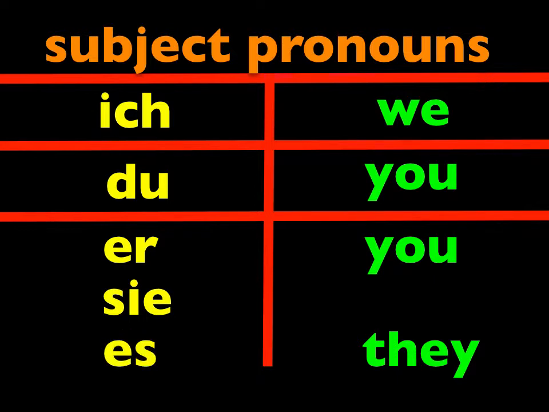Good. Now everything on the left side of the chart that you just repeated are singular subject pronouns. Now let's learn the plural subject pronouns. Repeat the word for we, wir.